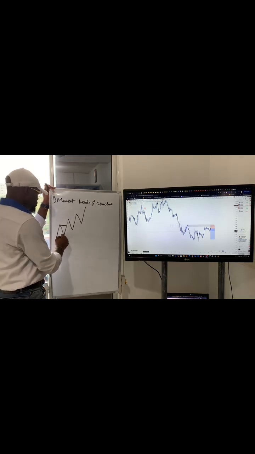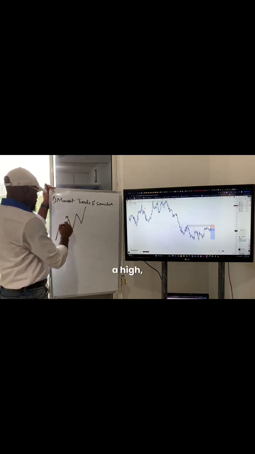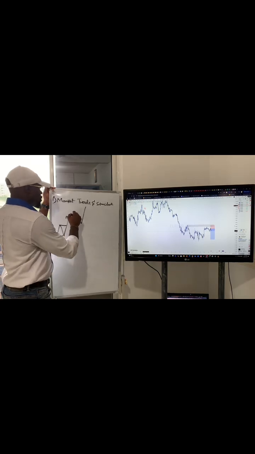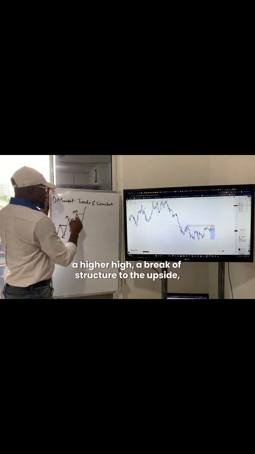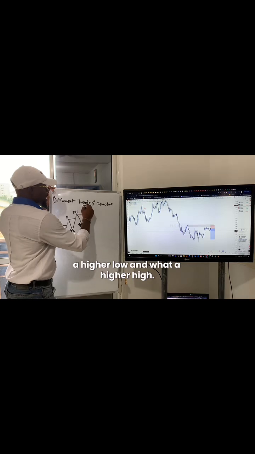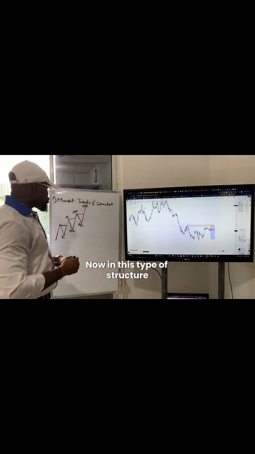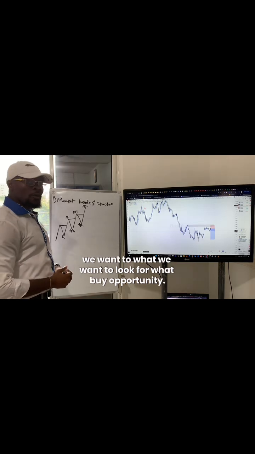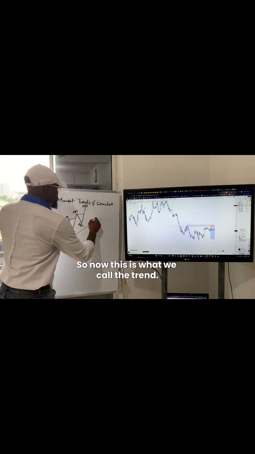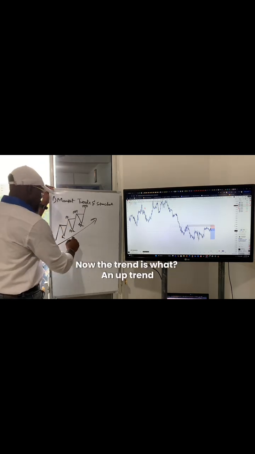A low, a high, a break of structure to the upside, a higher low, a higher high, a break of structure to the upside, a higher low, and a higher high. Now, in this type of structure, we want to look for buy opportunity. So this is what we call the trend. Now, the trend is an uptrend.